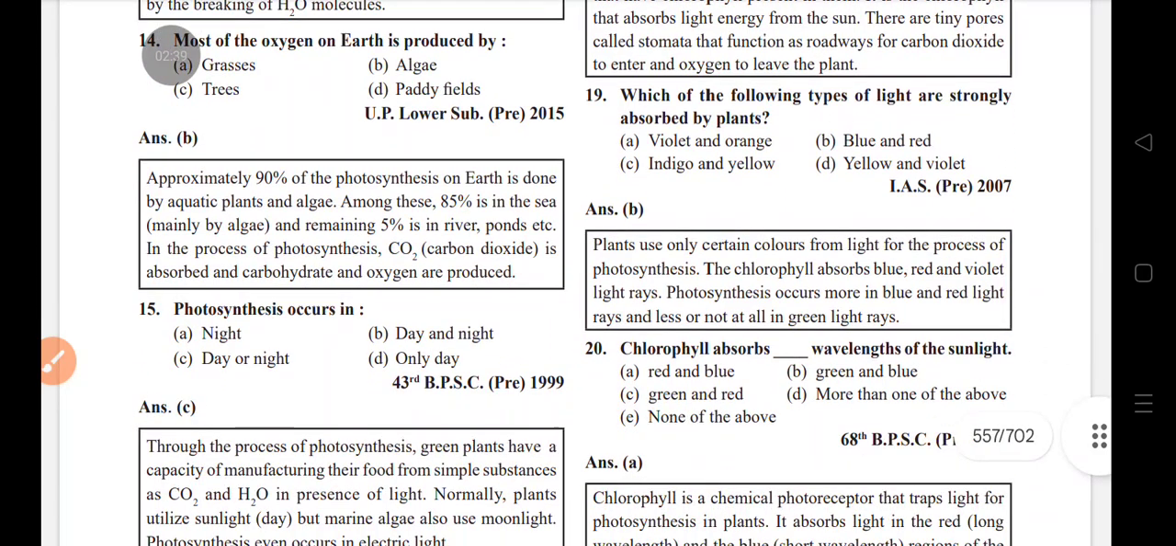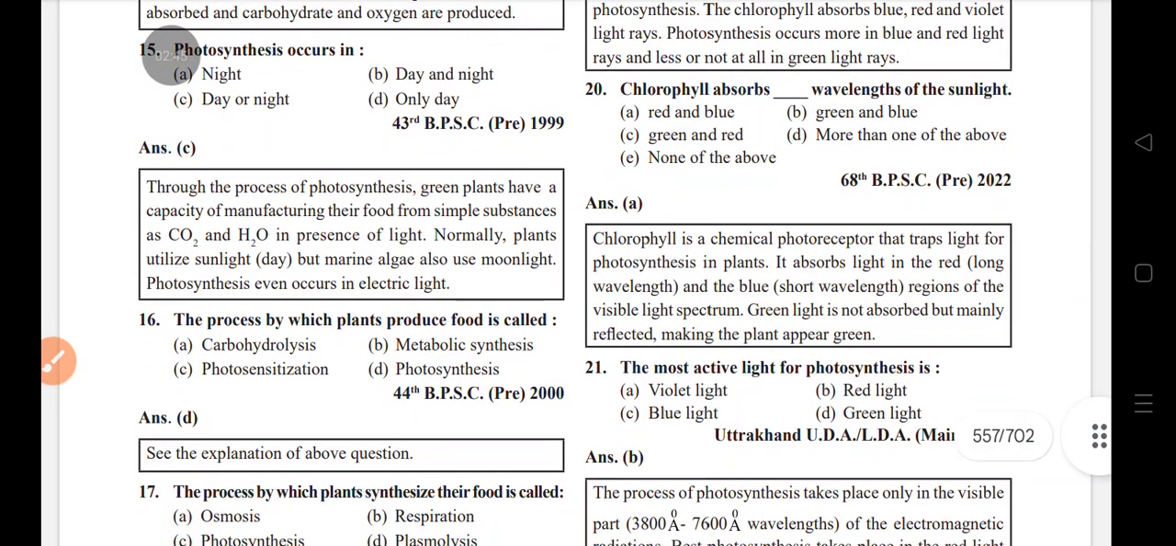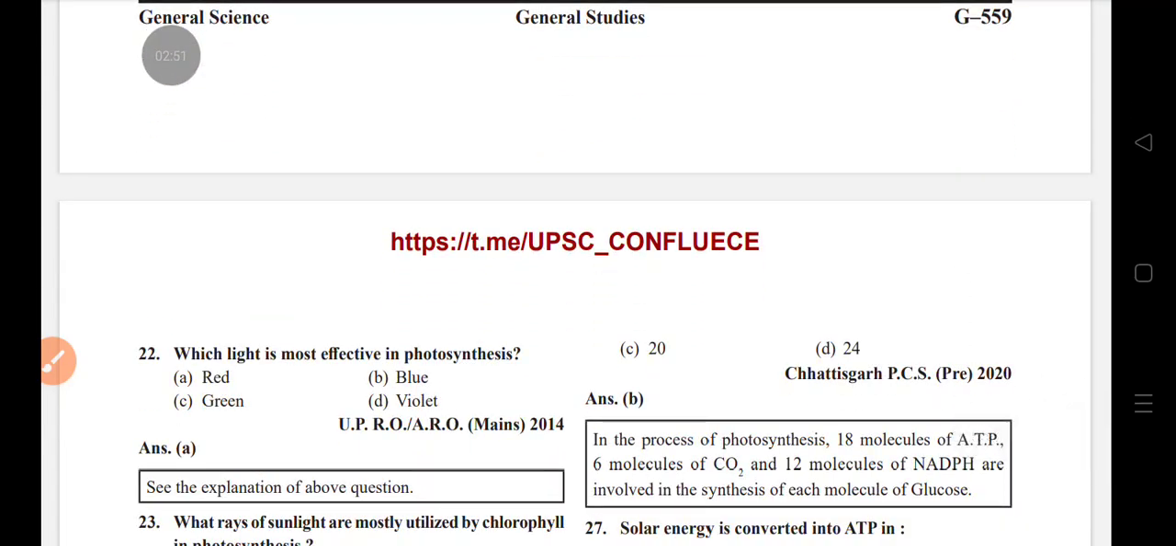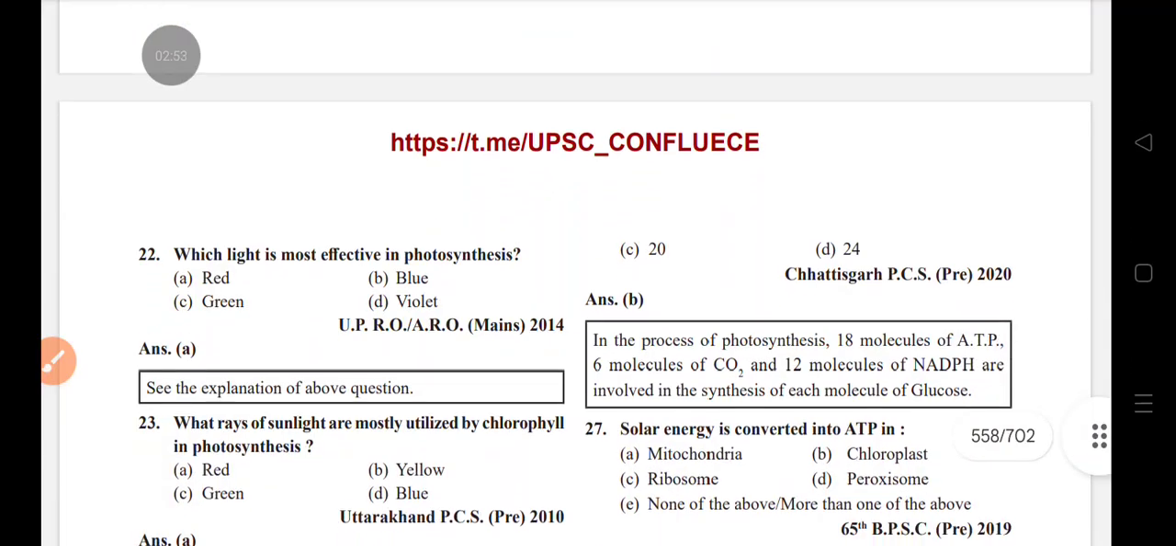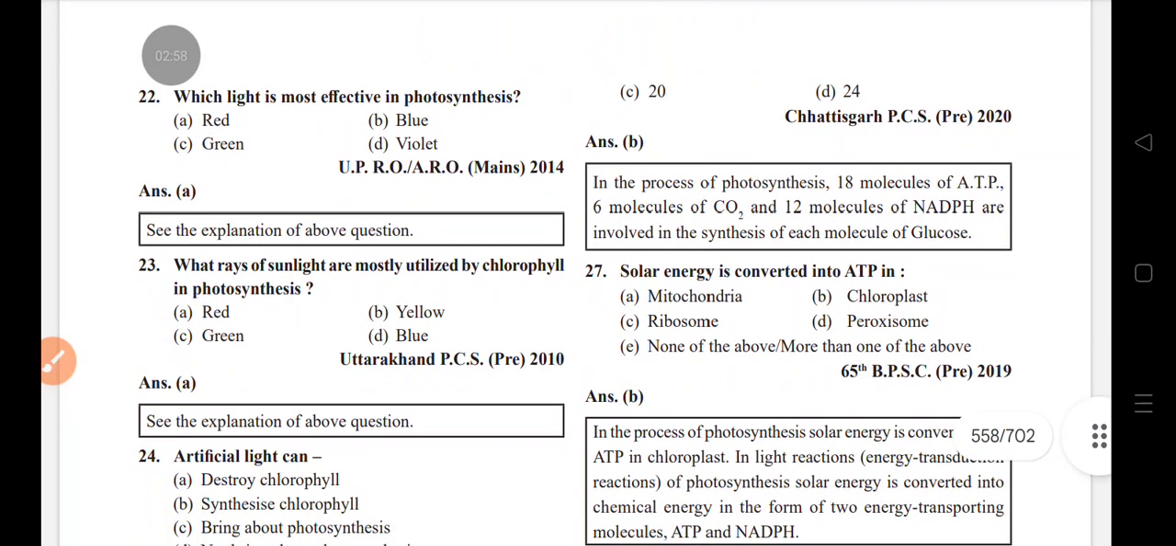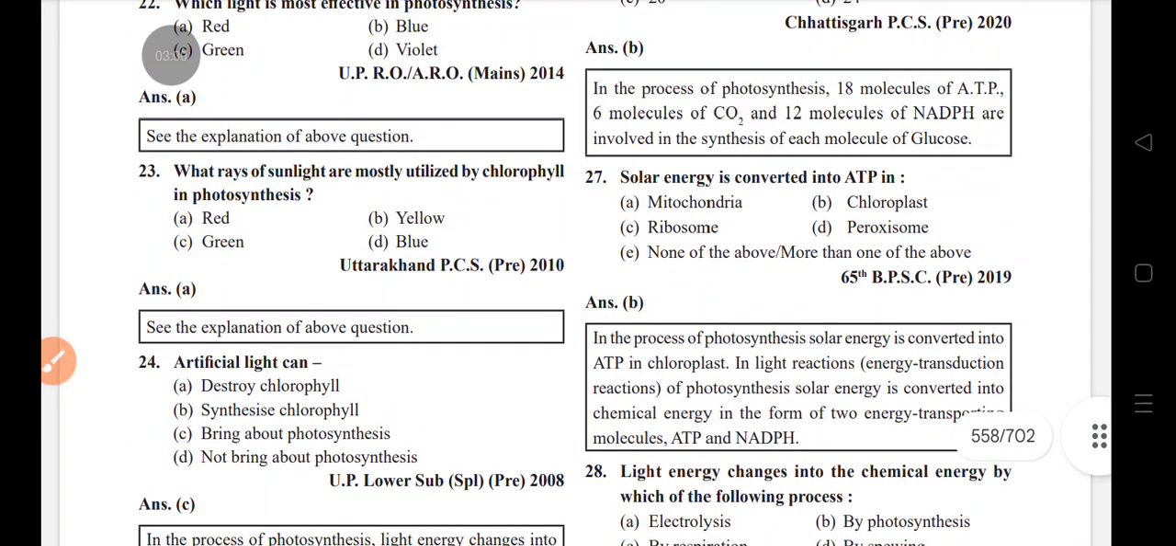Which of the following types of light are strongly absorbed by plants? Blue, red. Chlorophyll absorbs red and blue wavelengths of sunlight. The most active light for photosynthesis is red light. Which light is most effective in photosynthesis? Red. Which rays of sunlight are mostly utilized by chlorophyll in photosynthesis? Red. Artificial light can bring about photosynthesis.